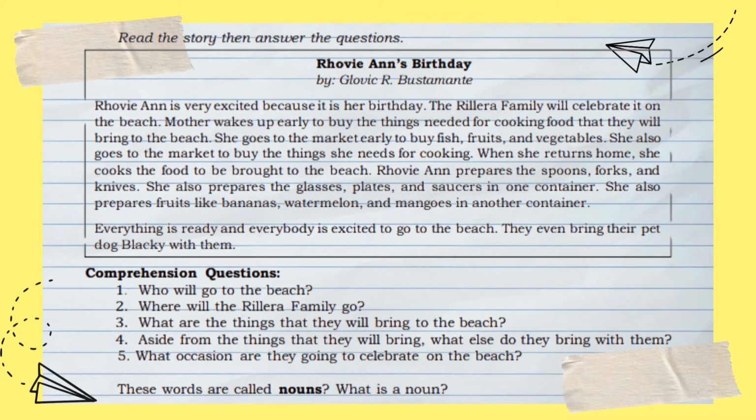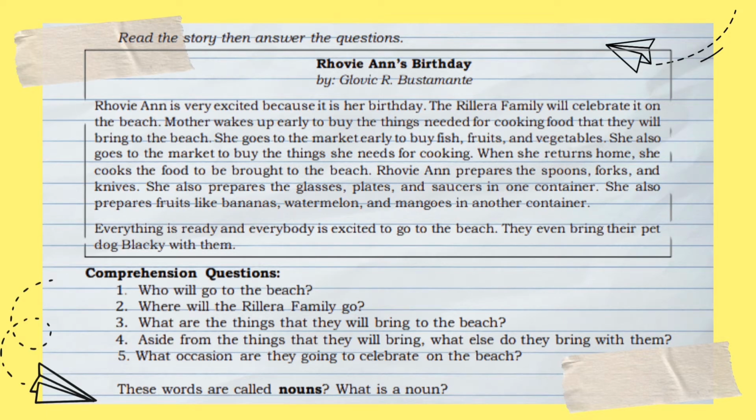So the whole Riliera family will go to the beach to celebrate Rovi Ann's birthday. So where will the Riliera family go? So they are going to the beach. So what are the things that they will bring to the beach? Actually, they will bring a lot.